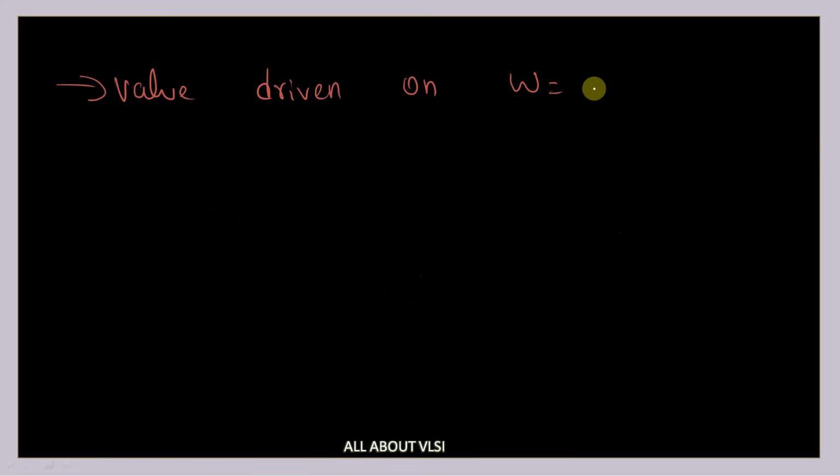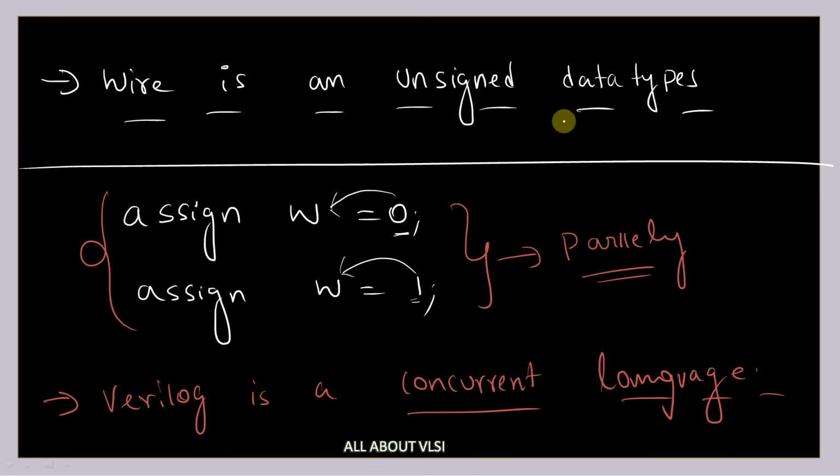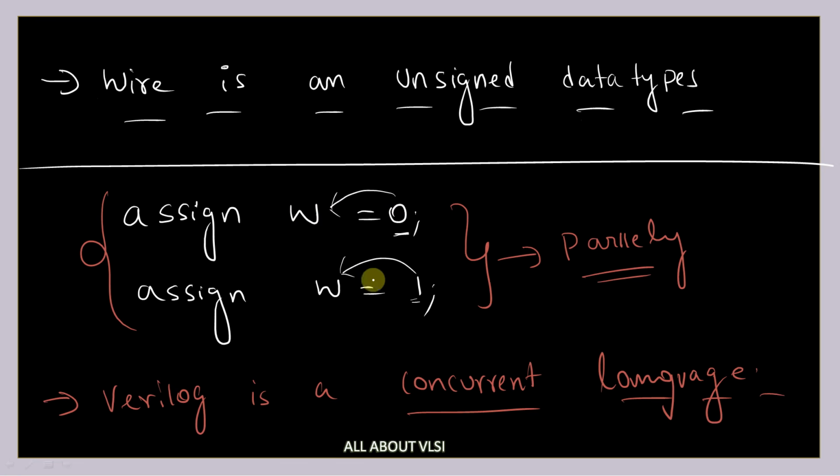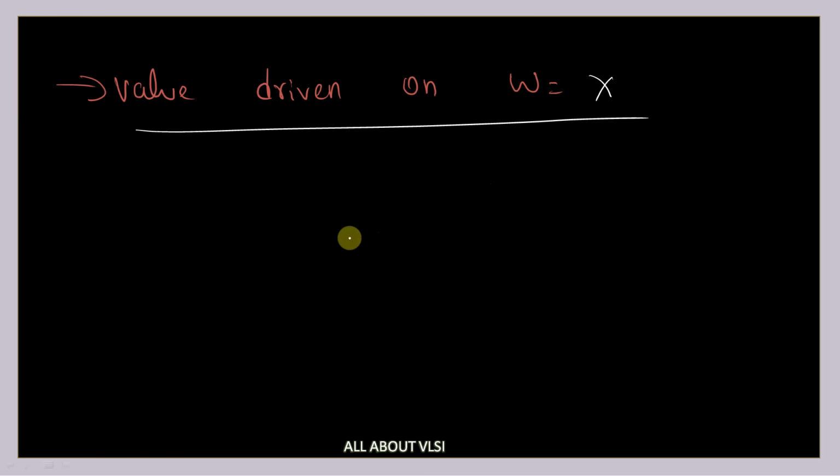So the value driven onto this wire will be equal to x. This is what happens because at a time we are trying to drive 0 and also trying to drive 1. As this wire is having multiple drivers, the value that will be driven onto this wire will be unknown. This single wire has two drivers, 0 is one driver and 1 is another driver. That's why the value x will be driven onto this wire.